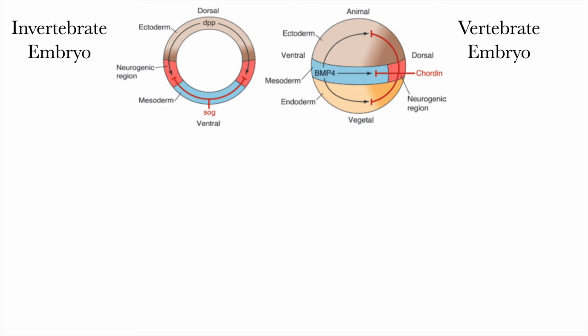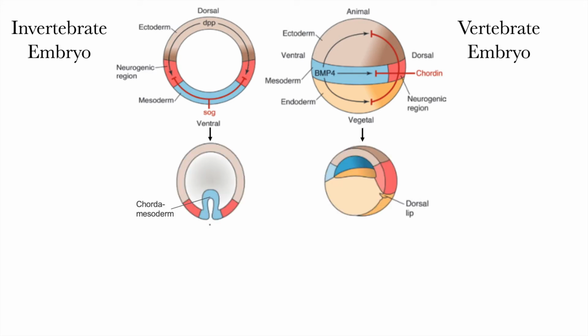For example, the equivalent of SOG in invertebrates is chordin in vertebrates, and they both play a very important role in dorsal ventral patterning, which establishes various ectodermal fates. The dorsal lip in vertebrates acts as a neural inducer and is the overall organizer of the entire body axis.